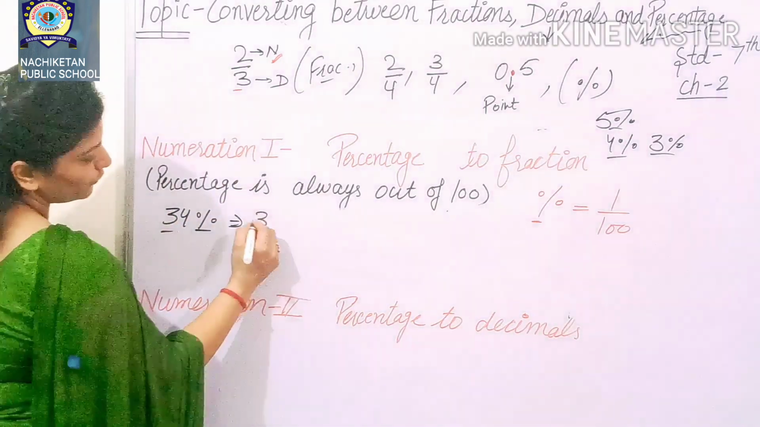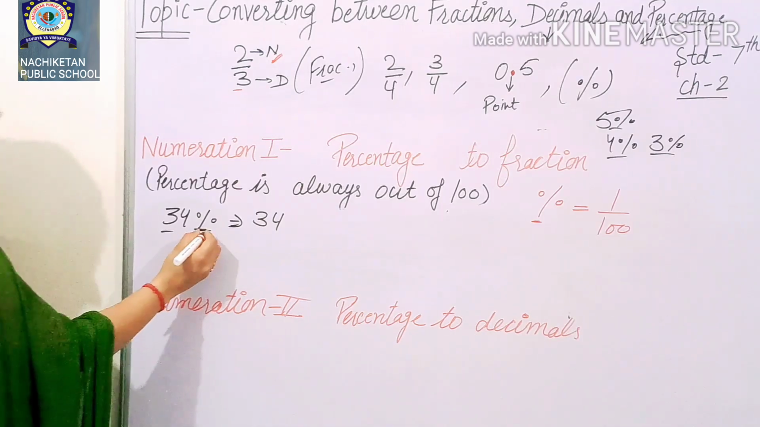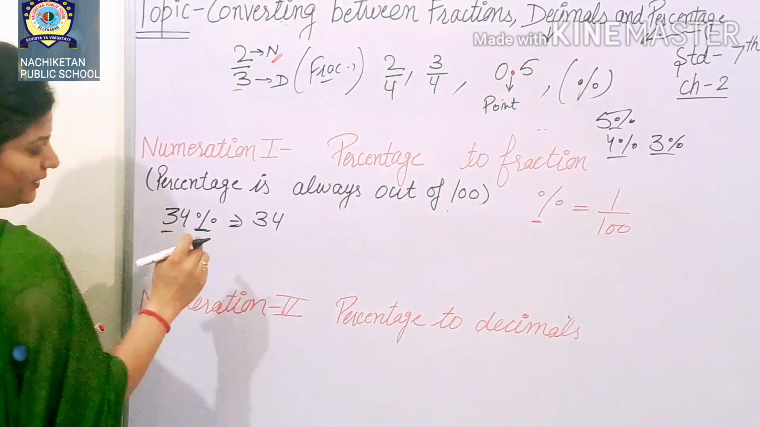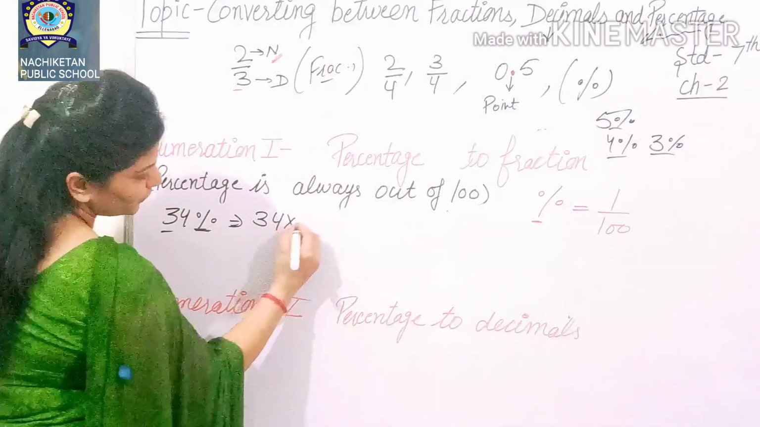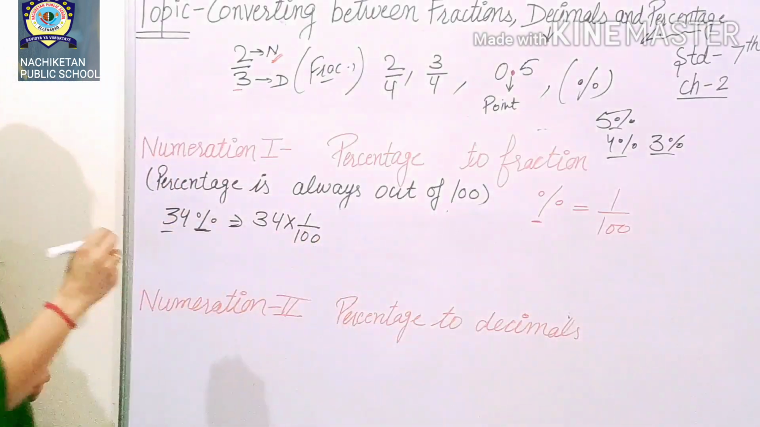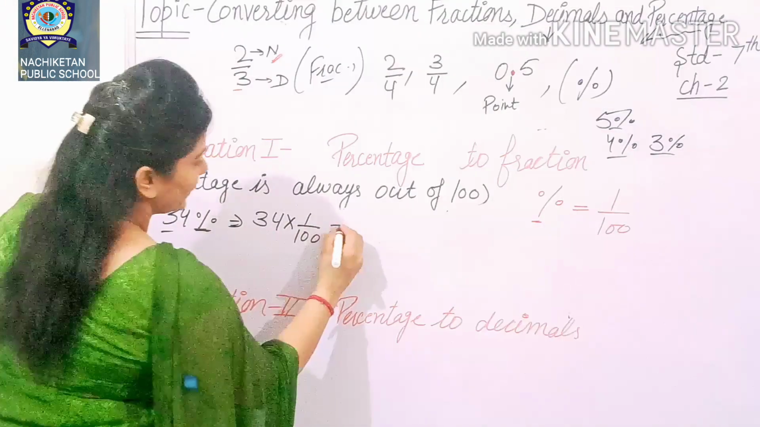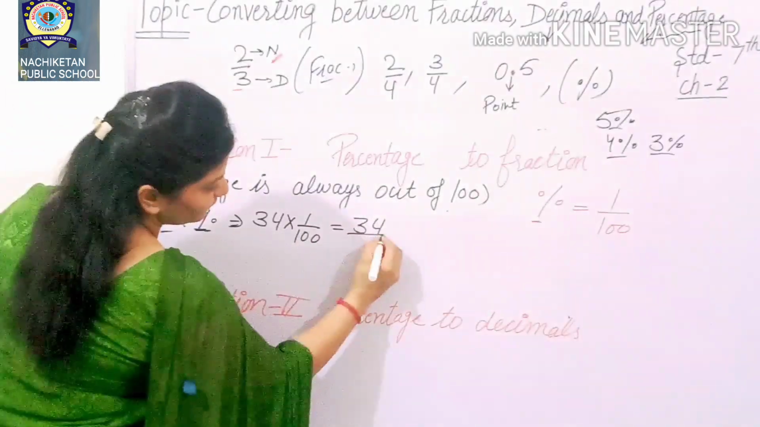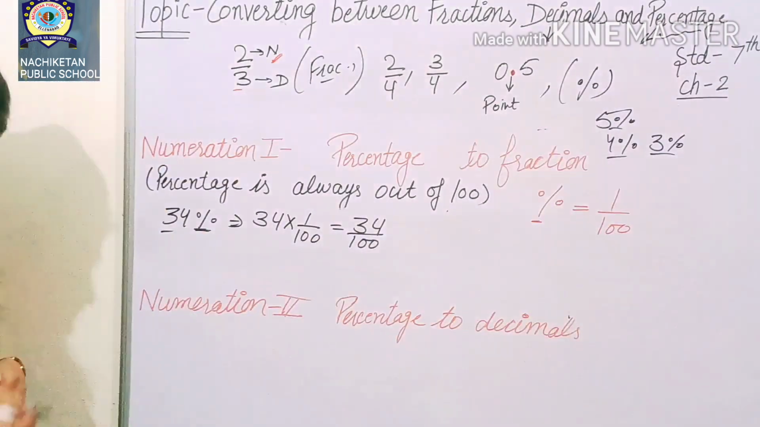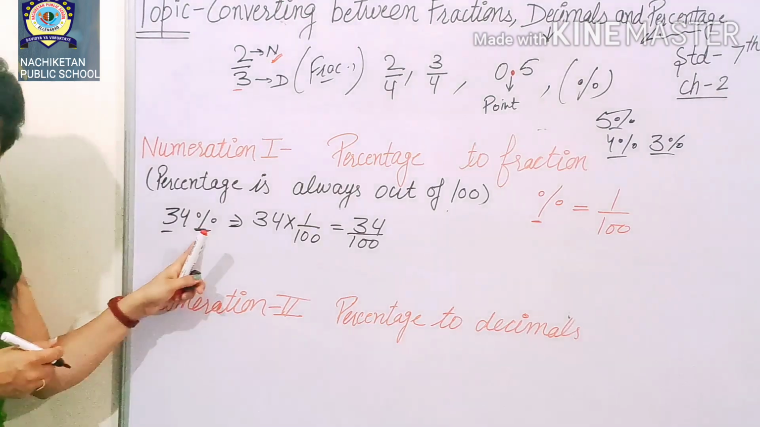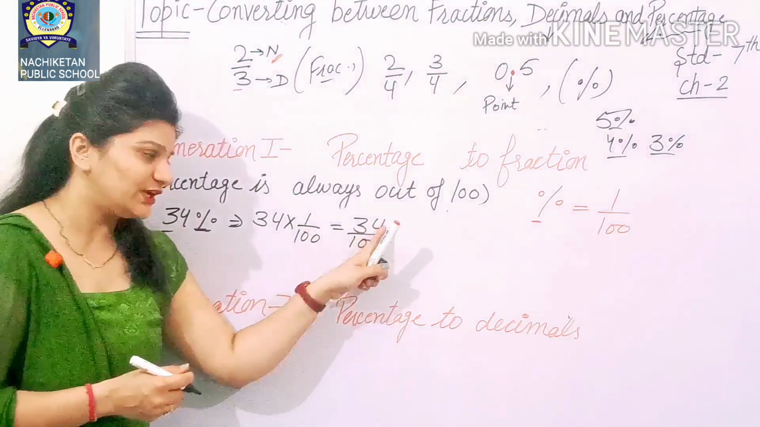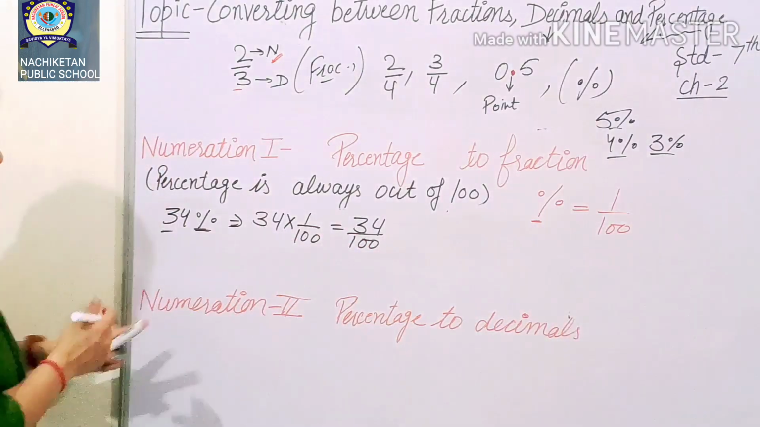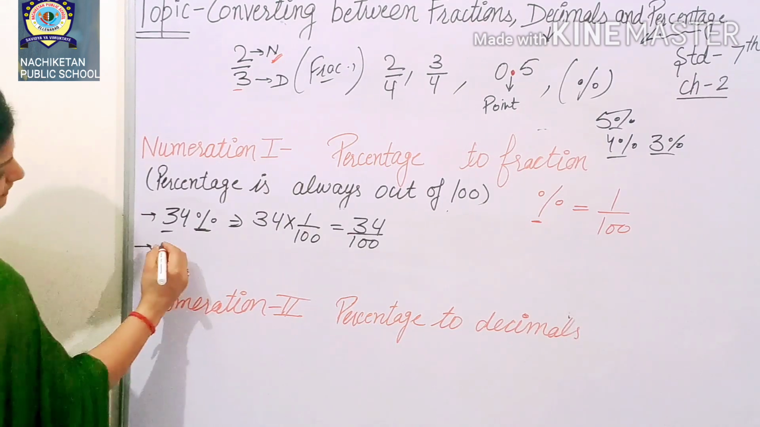Clear? How will we do it? 34 as it is, and this is a percentage sign, and as I told you, percent is equal to 1 upon 100. Now this percentage you can also convert as 1 upon 100. Clear? Okay. 34 into 1 upon 100. 34 multiplied by 1 will be 34, and here is 100. As you can see, this number was in percentage and we converted it into a fraction. According to this, you can do it. Clear?